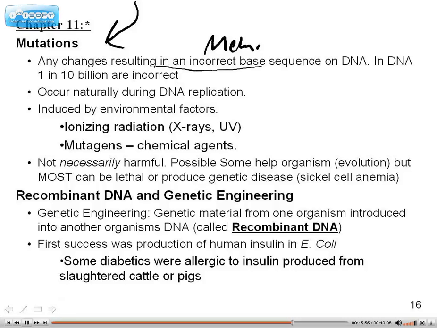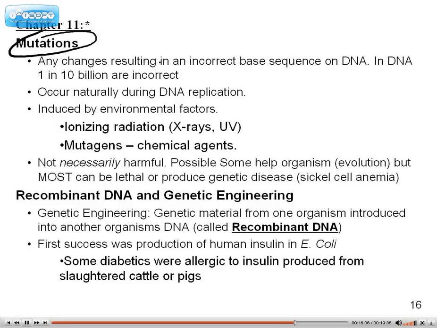Any changes resulting in an incorrect base sequence on DNA. So this is the definition of mutation. Let me say that one more time. Mutations are any changes resulting in an incorrect base sequence. So in this case, a statistically good, acceptable amount of mutations is 1 in 10 billion.